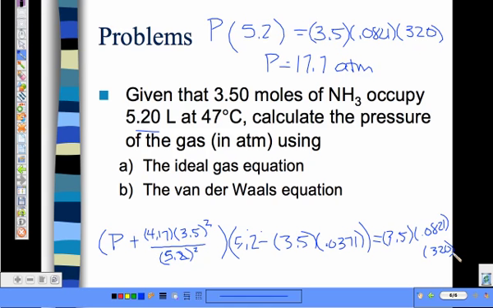You will be given the equation, you'll be given the constants that you need.